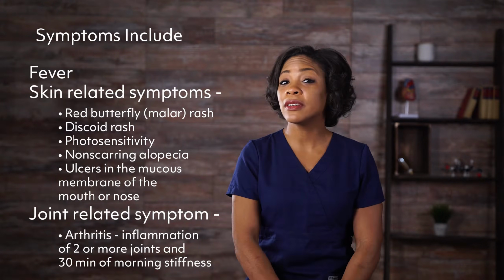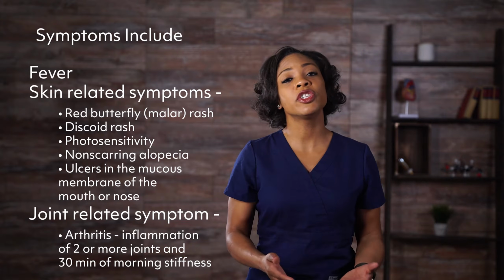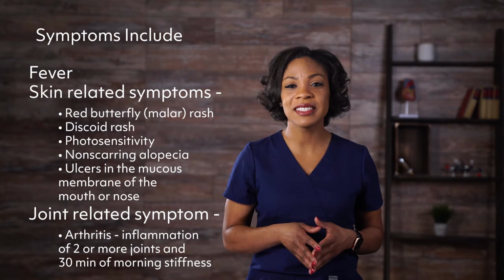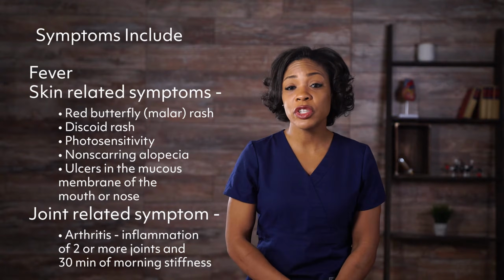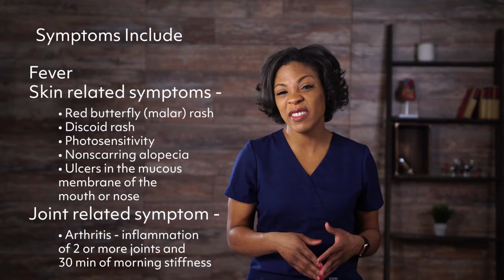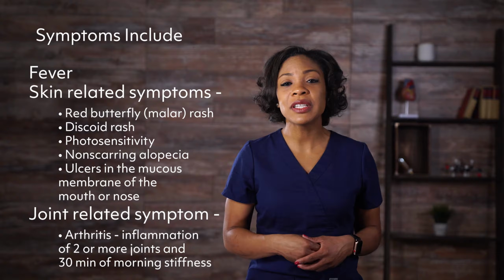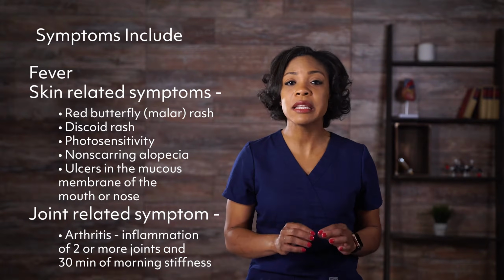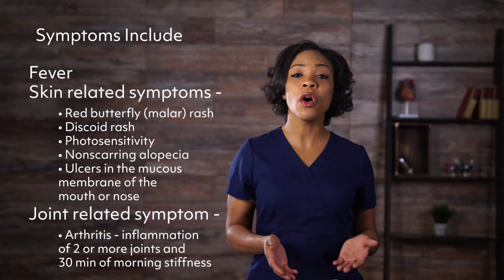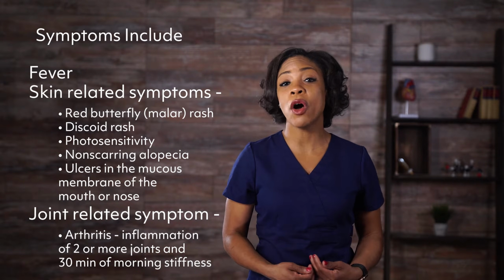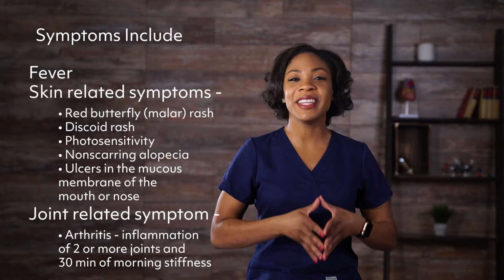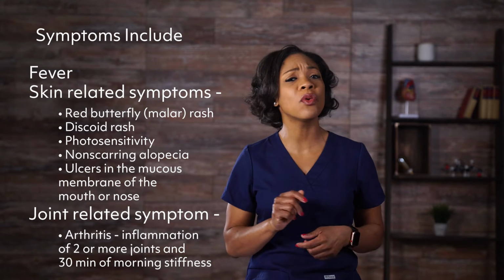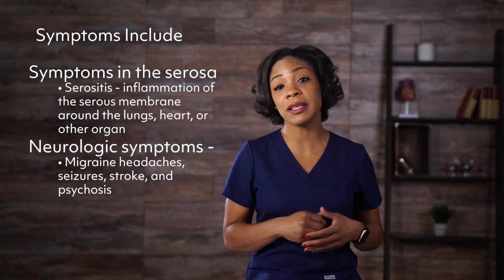Symptoms include fever, skin-related symptoms, such as a red butterfly rash, also called malar rash, on the face, a discoid rash, which is the plaque-like red patch that can scar, photosensitivity, which causes other rashes from sun exposure, non-scarring alopecia, and ulcers in the mucous membrane of the mouth or nose. The main joint-related symptom is arthritis or inflammation of 2 or more joints and 30 minutes of morning stiffness.